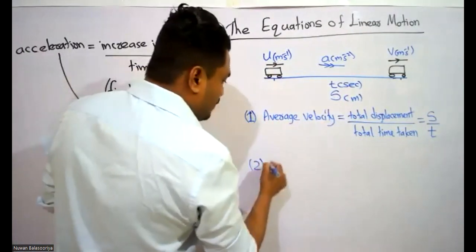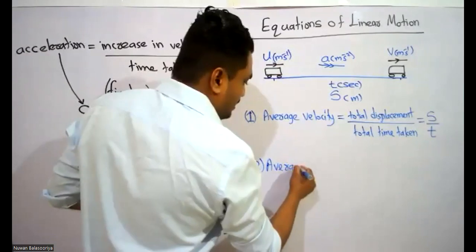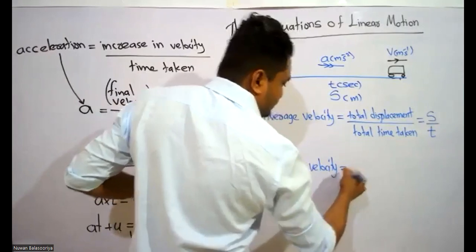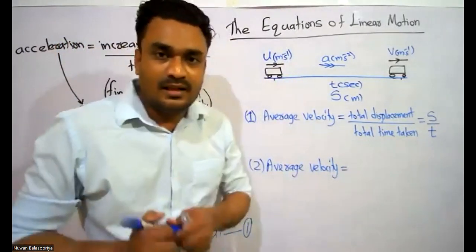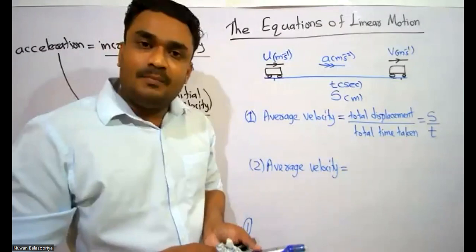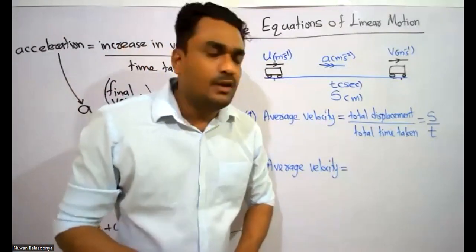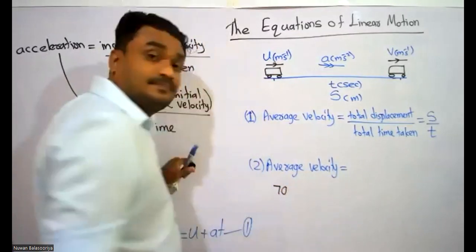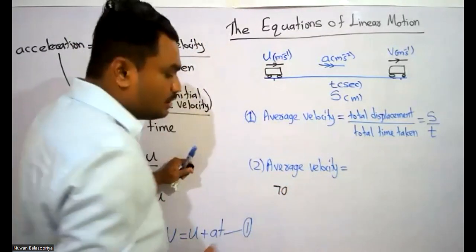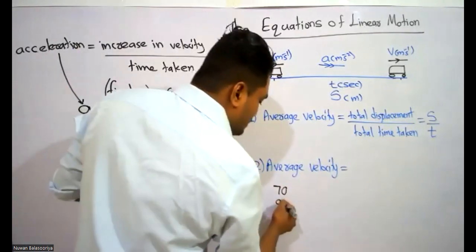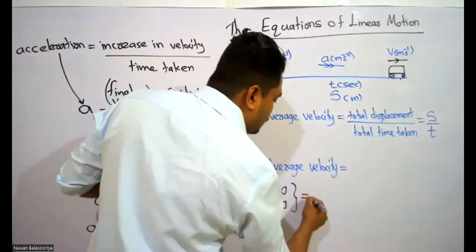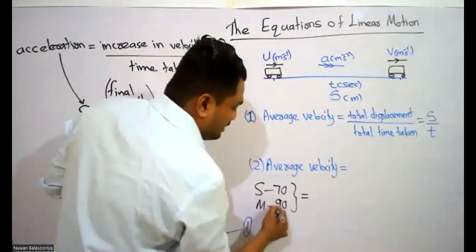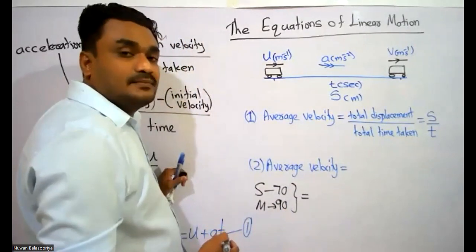What is the second method to find the average velocity? Can somebody tell me here? May I give you a practical example? Let's say for O-level science, you get 70 marks. You are a genius. For maths, you get 90 marks. So what is the total marks for the 2 subjects?